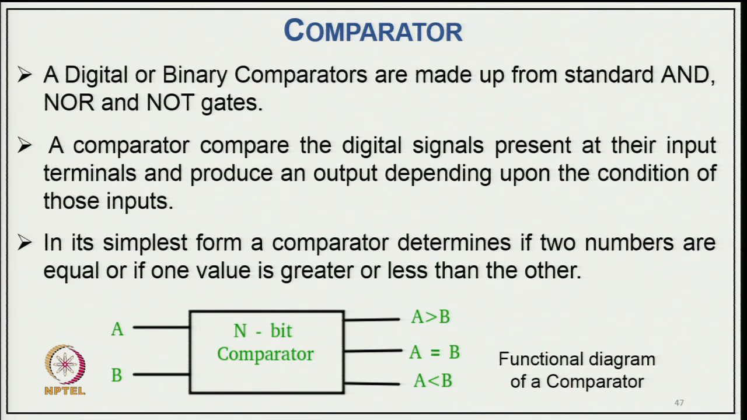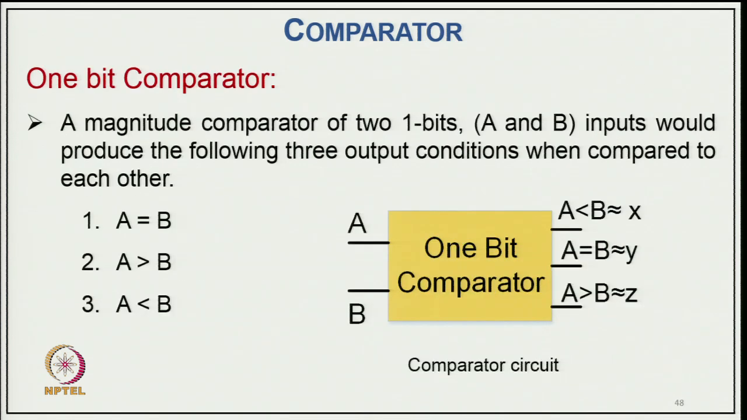So, we have two inputs A and B, and an n-bit comparator. We have three possible conditions: A is greater than B, A equal to B, and A is less than B, as in the functional diagram of a comparator. Here we can say a 1-bit comparator. A magnitude comparator of two 1-bit inputs A and B will produce the following three output conditions when we compare them: A equal to B, A less than B, or A greater than B. And this is the 1-bit comparator of A and B.